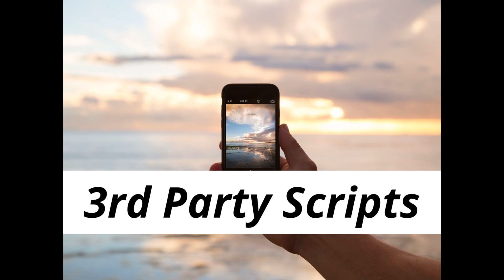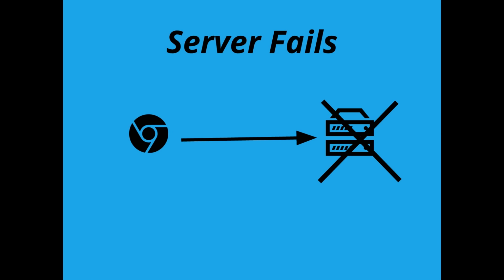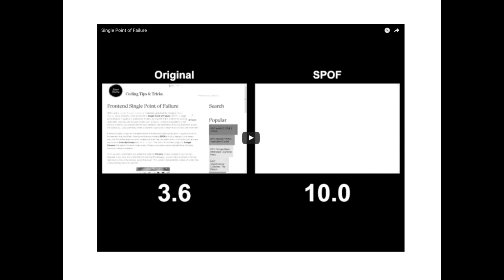Okay, third-party scripts. This is Andy's favorite. So what happens if you have a Google Analytics script at the bottom of your page, and Google goes down? Well, it's called a single point of failure. And what happens is the site hangs. So let me just show you what happens.